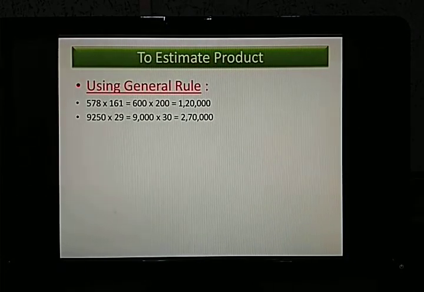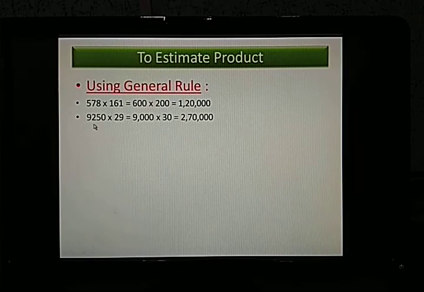Now estimate of the products. In product estimation, only the general rule is applied, no other rules. The general rule is very simple. Here I have rounded up to the 100 place. Since it is 7, it will be 6, and the rest of the thing 0. It is 6, so it will be 2, and the rest of the thing will be 0. And then the multiplication is very simple. 6 into 2 is 12, and you put all the rest of the zeros.